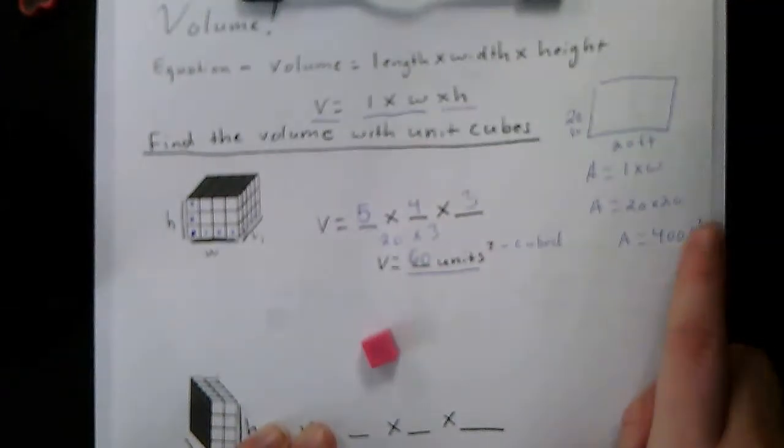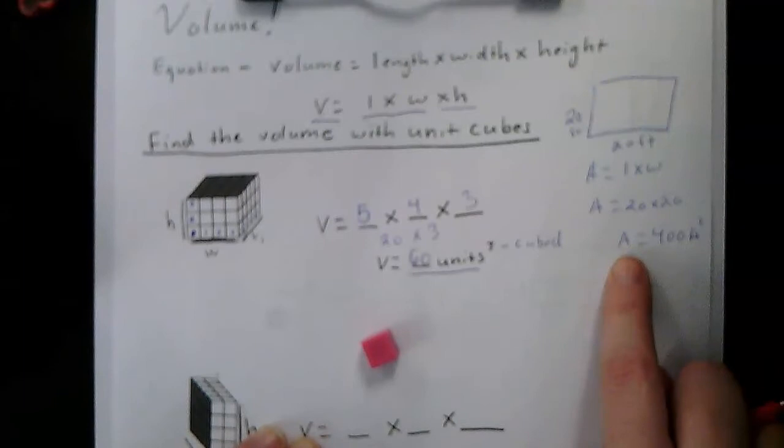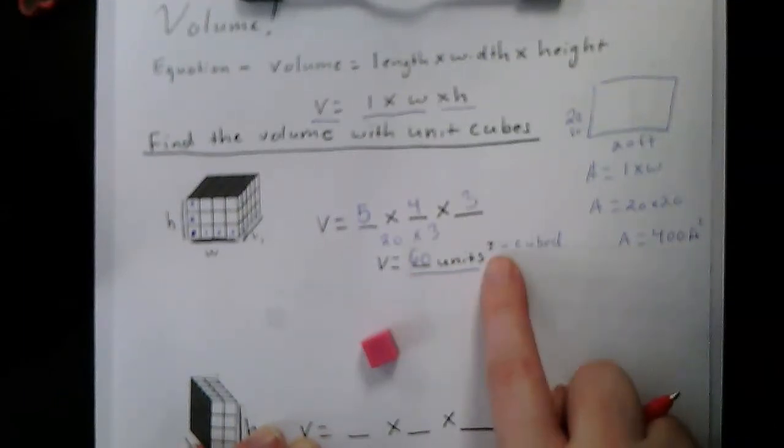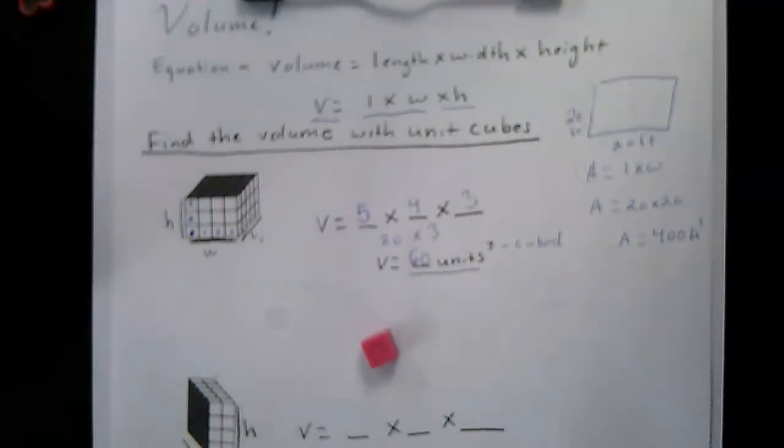We have an exponent on our area one as well, but that is only 2. So we have 400 feet squared, and that's how I know I'm finding the area. And when I'm finding the volume, I'll have units cubed with the number 3, and that's how I know I'm finding the volume of something. So let's move on to this next problem here.